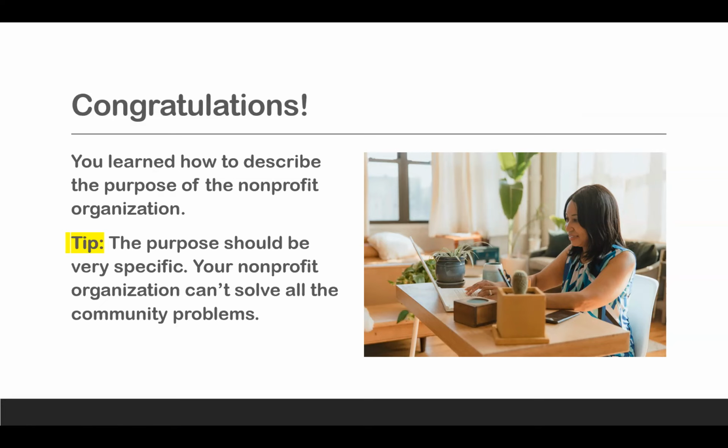Tip: the purpose should be very specific, not trying to do everything, because your nonprofit organization cannot solve all of the community problems. I've seen clients who have come to me, and I said, well, what would you like to do through a nonprofit organization? And they list about 5 different things. I'm going to help the homeless. I'm going to offer an after-school program for youth. I'm going to have a football league. I'm going to provide transportation for the elderly. I'm going to provide restoration for buildings that are torn down or that are in bad shape.